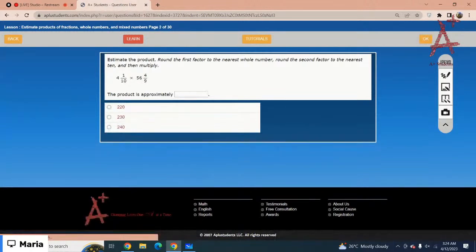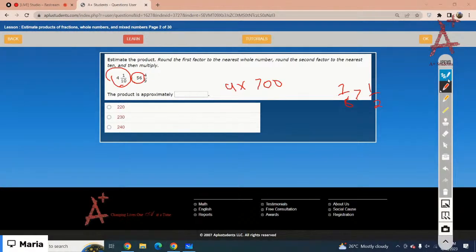Okay, the next one is 56 whole 4 over 9. You have to round off 56 to the nearest 10. So it is rounded off to which 10? 50 or 60? It would be rounded to 60. Got it?